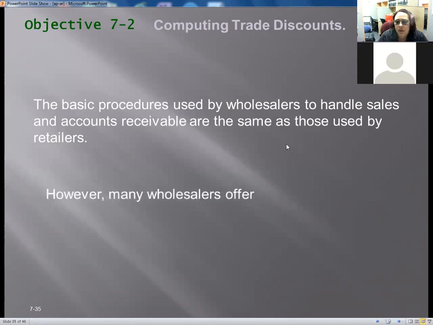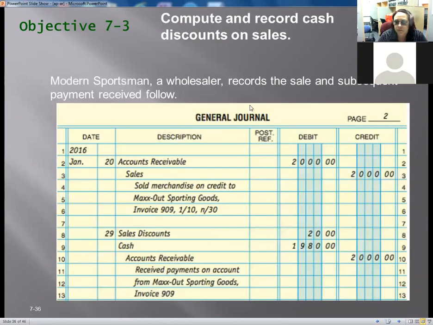Basic procedures used by wholesalers to handle sales and accounts receivable. They're the same as those used by retailers. It's the same concept, except that wholesalers offer cash discounts, which means instead of you paying me $150 next month for all these products, if you pay me $75 right this minute, you can have all those same products right now. I'm giving you a discount. That is a cash discount. A trade discount as well.